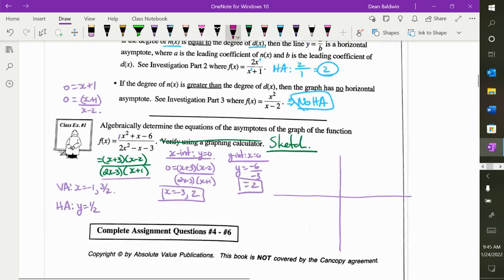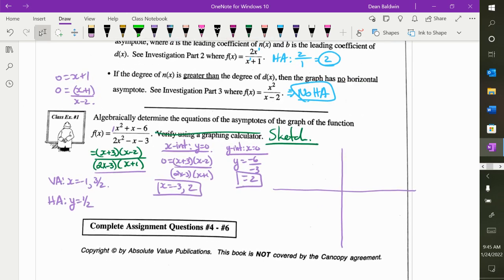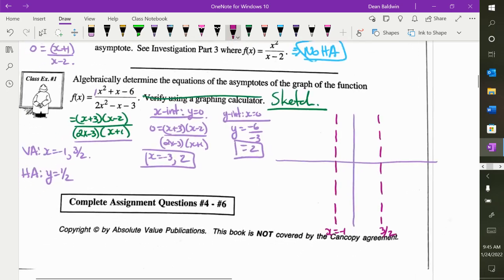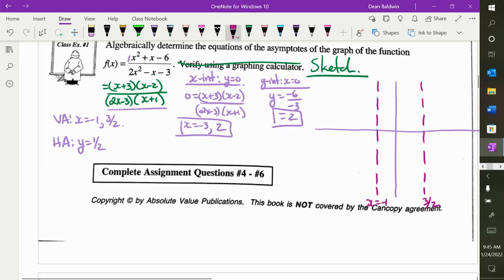So we're going to sketch the graph. We mark our vertical asymptotes, which occur at -1, just guesstimate where that is, you will have graph paper to do this on the test, and 3/2. We have a horizontal asymptote at y is equal to 1/2. Okay, you've marked all your asymptotes. Now, mark your x and y intercepts.